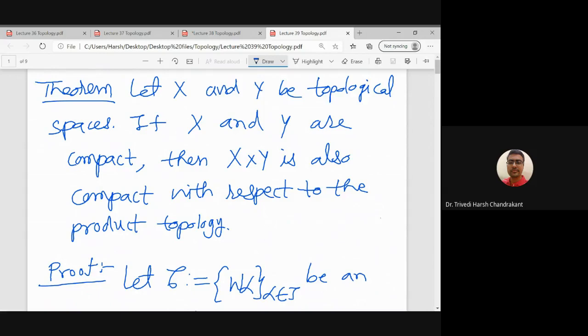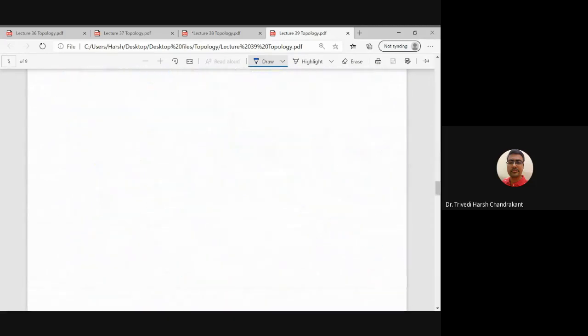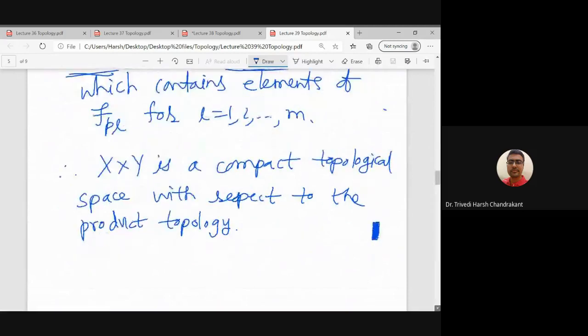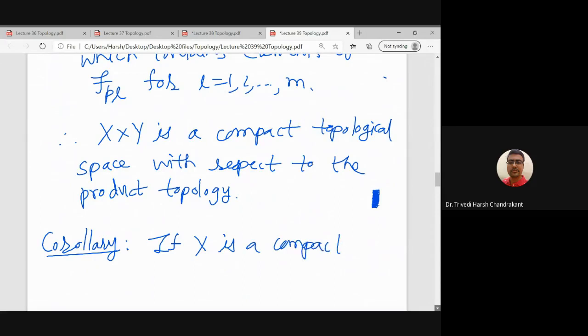And using mathematical induction we can prove that X cross X n times, that is X^n, is compact with respect to the product topology. So that means whenever X is compact, X cross X n times is also a compact space. So let us write down the corollary. If X is a compact topological space, then X cross X n times is also compact.